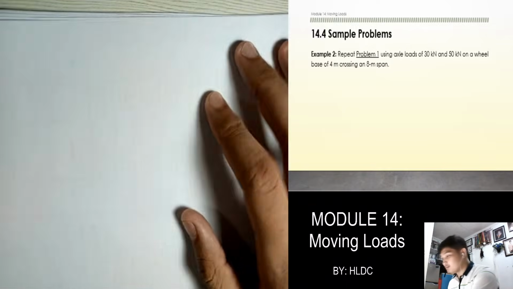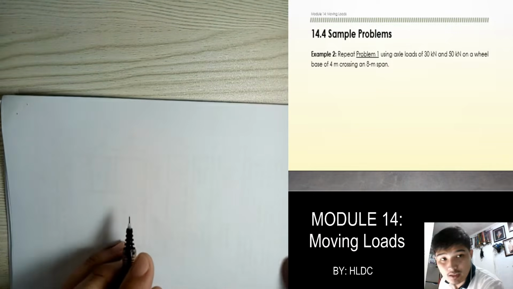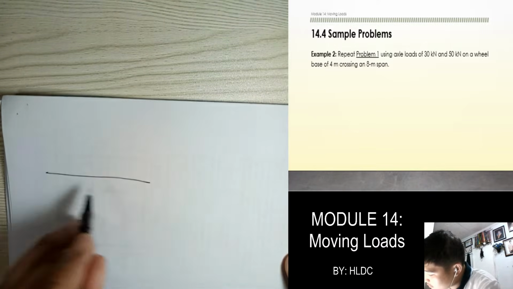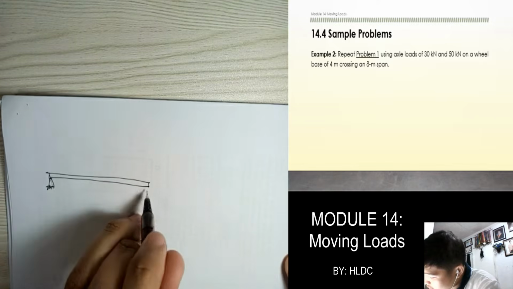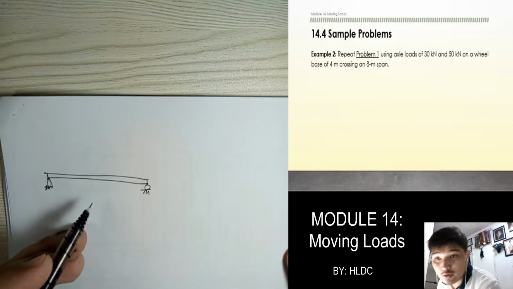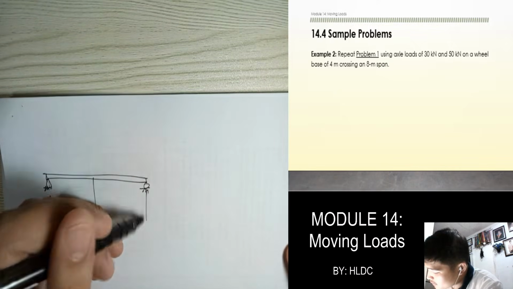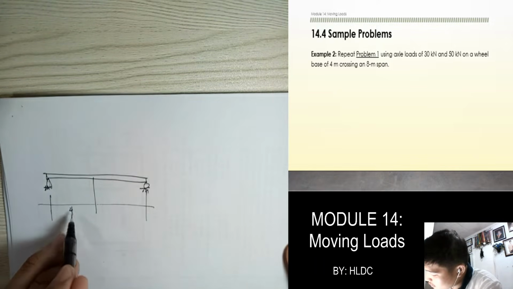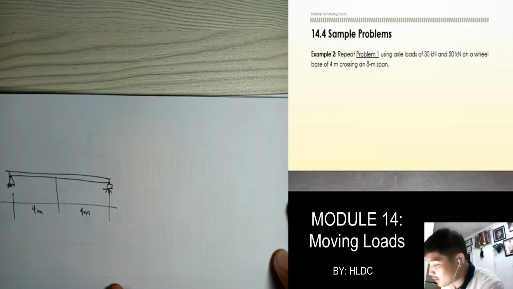Okay, so for that, drawing ulit muna natin kung ano itsura ng magiging span ng ating beam. So that is 8 meters. So lolocate ko agad yung gitna niya, no? So therefore, yung center line is 4 meters, 4 meters.